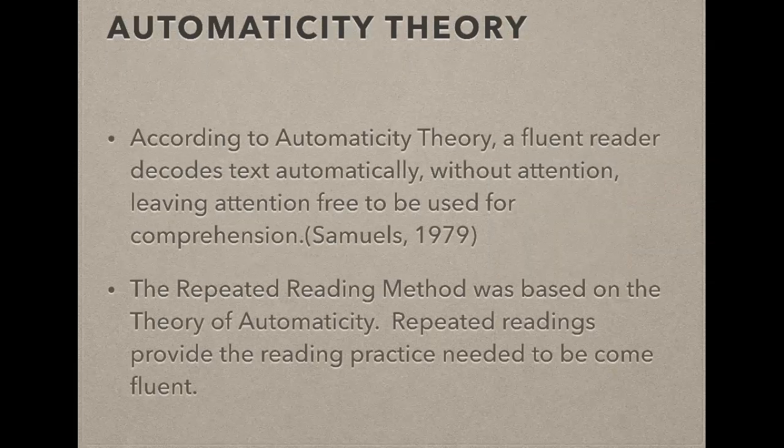According to automaticity theory, a fluent reader decodes text automatically, and that's without paying attention to the decoding process, to the letter sounds. That leaves their attention free to be used for comprehension. The repeated reading method was based on the theory of automaticity, and repeated readings provide the reading practice needed to become a fluent reader.